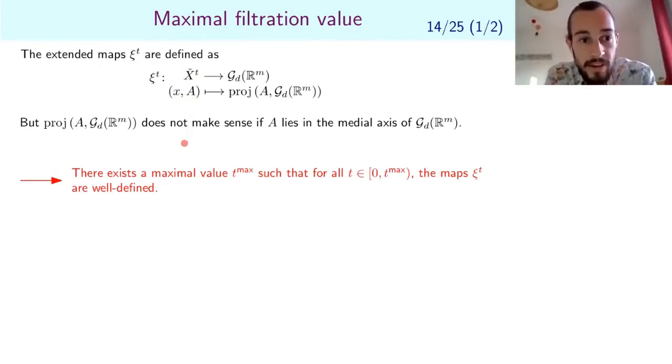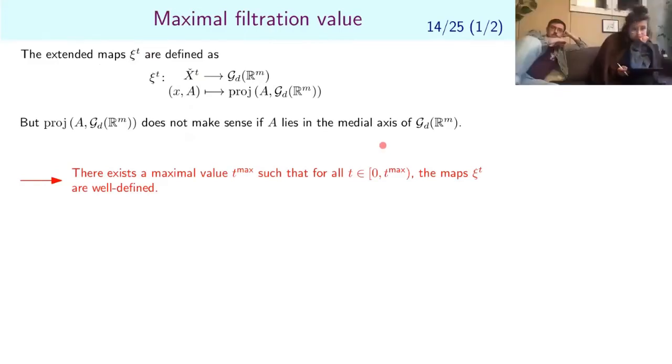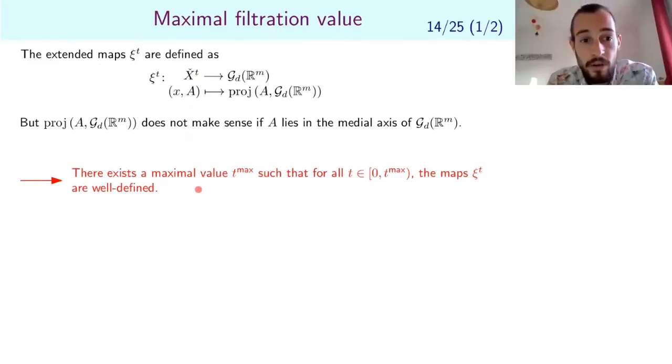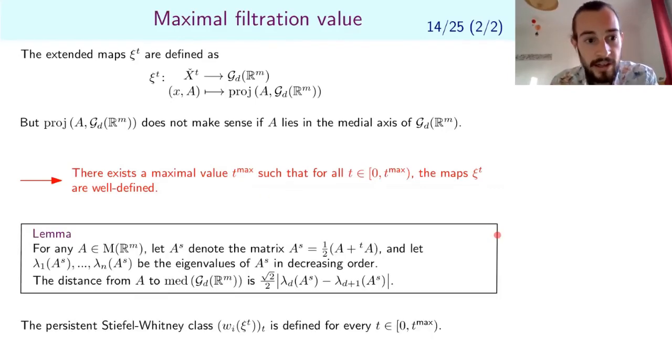And so, as I said, we have to make sure that A is not in the medial axis of the Grassmannian. So there actually exists a maximal value of t such that the maps Xi_t are well defined. Fortunately, we are able to compute this value, t max, because thanks to this lemma, we know the distance from any matrix to the medial axis of the Grassmannian. So that's how it is. Persistent Stiefel-Whitney classes are defined until some value.